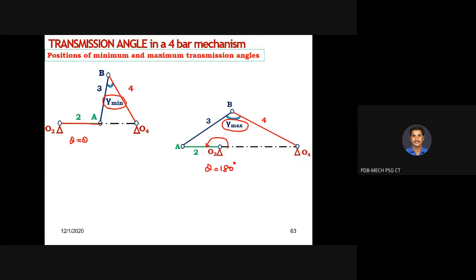transmission angle. So when theta equal to 0, the crank is in line with the frame. So you will be getting the minimum transmission angle. When theta is equivalent to 180 degree, the crank is in straight line with the frame. So you will be getting the maximum transmission angle. So in the orientation, whatever the force you are applying through the coupler is going to be effectively transferred to the motion of your coupler. I'm sorry, rocker. Clear? Yes, sir. Any doubts in this?